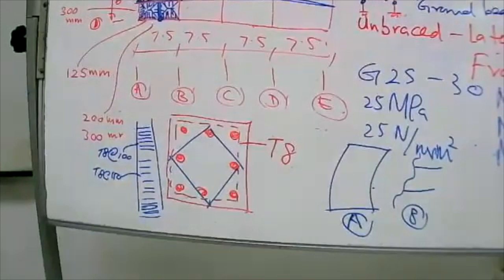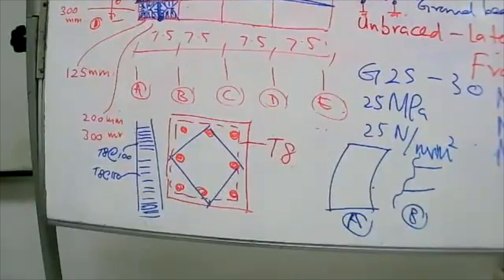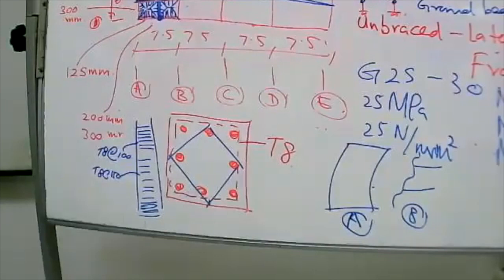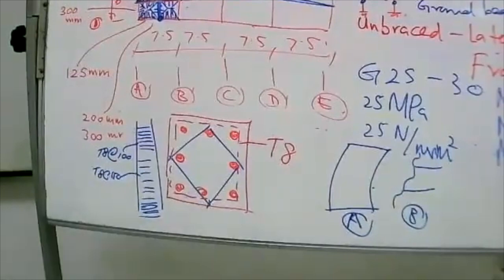Because all these rules are based on laboratory experiments. Very few are based on real size buildings. But you can see, every 100 millimeter, you have two links. So that is providing significant confinement to concrete. And we are expecting very low magnitude earthquakes, like earthquakes of magnitude less than 6. So because of that reason, this kind of detail would be sufficient.